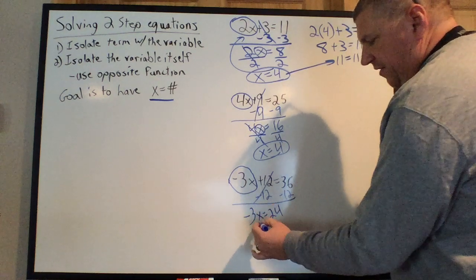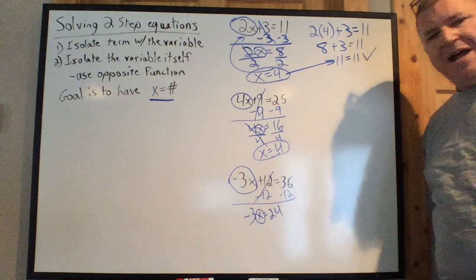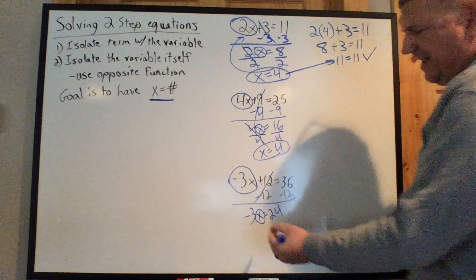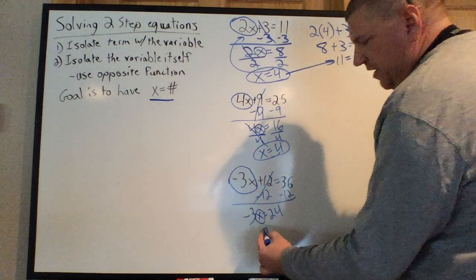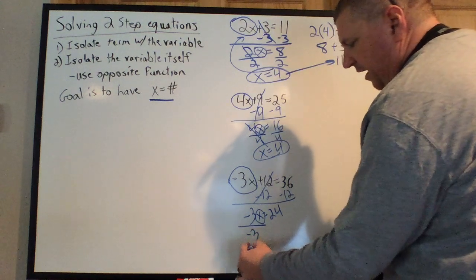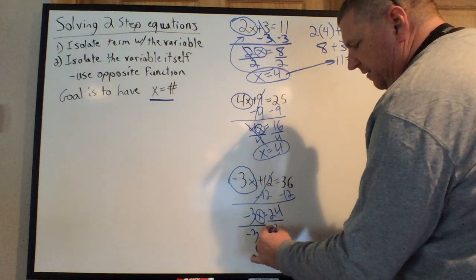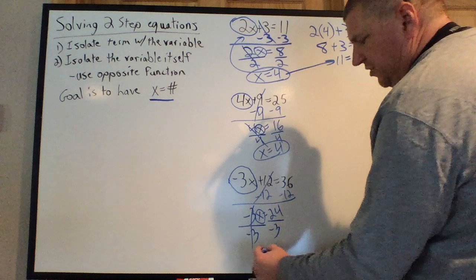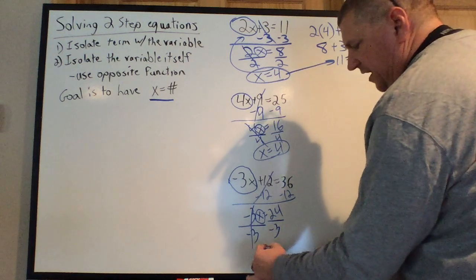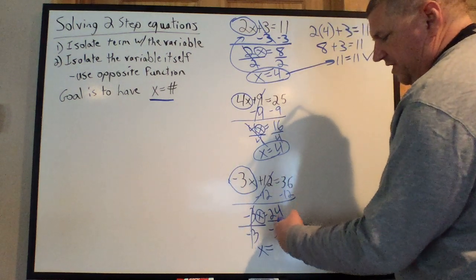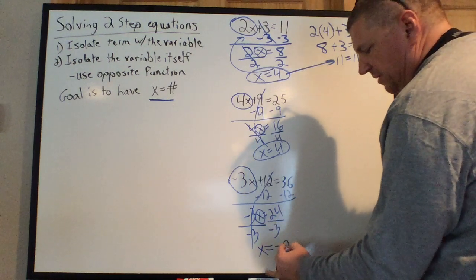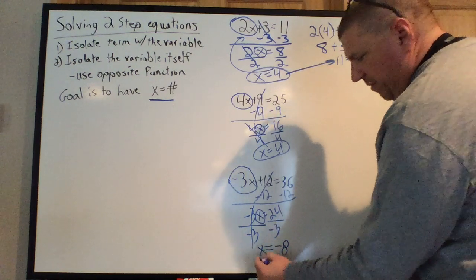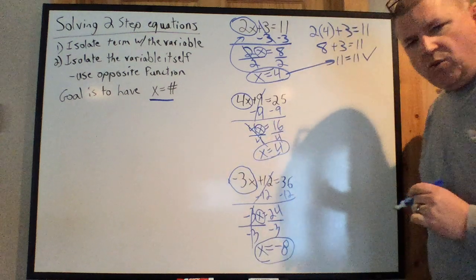There's my variable. That's the magic bean that I'm looking for. The x needs to be by itself. It's being multiplied by negative 3. So we're going to divide by negative 3 on both sides. Those will cancel. X equals positive divided by negative is a negative. 24 divided by 3 gives me 8. Therefore, my final answer becomes x equals negative 8.